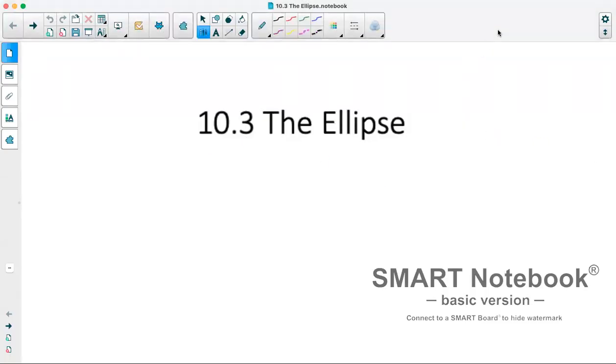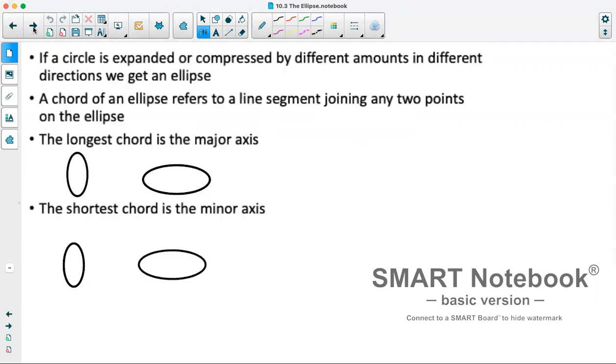Hi, today we are looking at section 10.3, which deals with ellipses. So we get ellipses by expanding or compressing our circles by different amounts in different directions. Now, a chord of an ellipse refers to a line segment adjoining any 2 points on our ellipse.